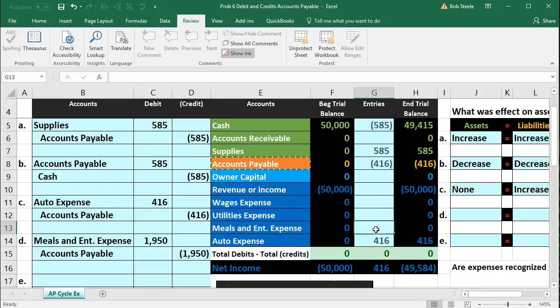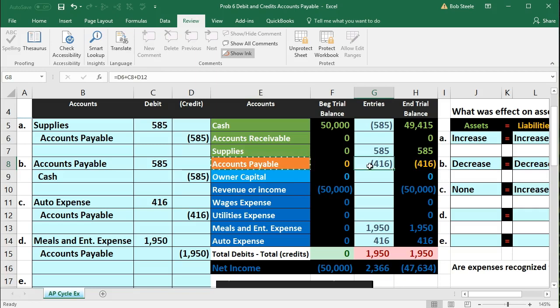We will record it in cell G13 by saying equals and pointing to that 1,950, bringing the balance from 0 up by 1,950 to 1,950, putting us out of balance by 1,950, and bringing net income down by 1,950, net income calculated as revenue minus expenses. And there we have that. Now we'll record the second half, accounts payable. Here's accounts payable on the trial balance. We're going to record it in cell G8.